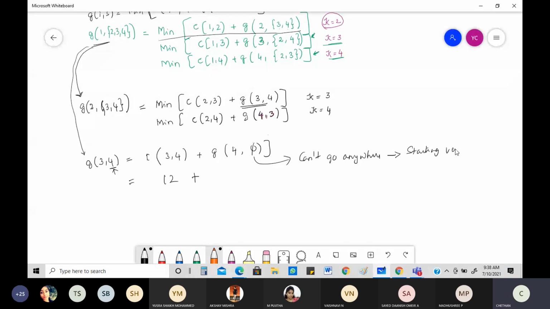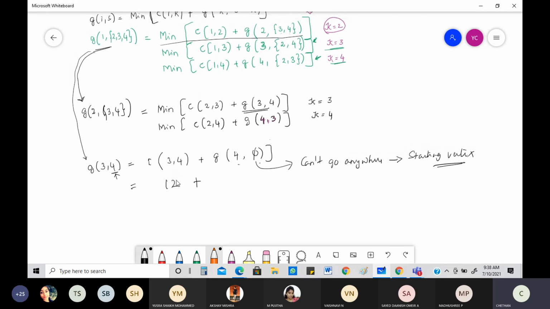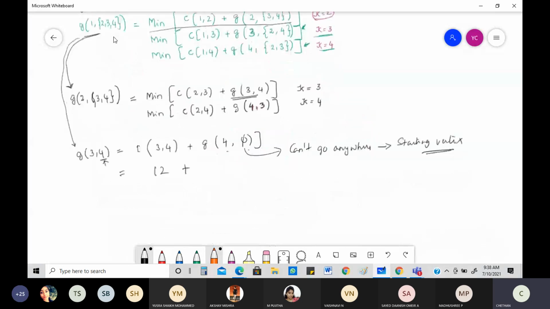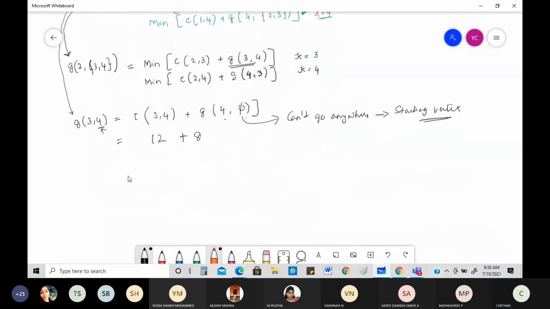Because after the dead end of 4, once you reach 4, you can't go anywhere. You have to go to the starting vertex only. So if I'm going to the starting vertex, 4 to null, which is nothing but 4 to starting vertex. What is my starting vertex? 1. So if I'm going from 4 to 1, what is the value I have? 8. Okay, so can I write that 8 right here? Also, what is the value you get? 20. So G 3, 4 is nothing but 20.